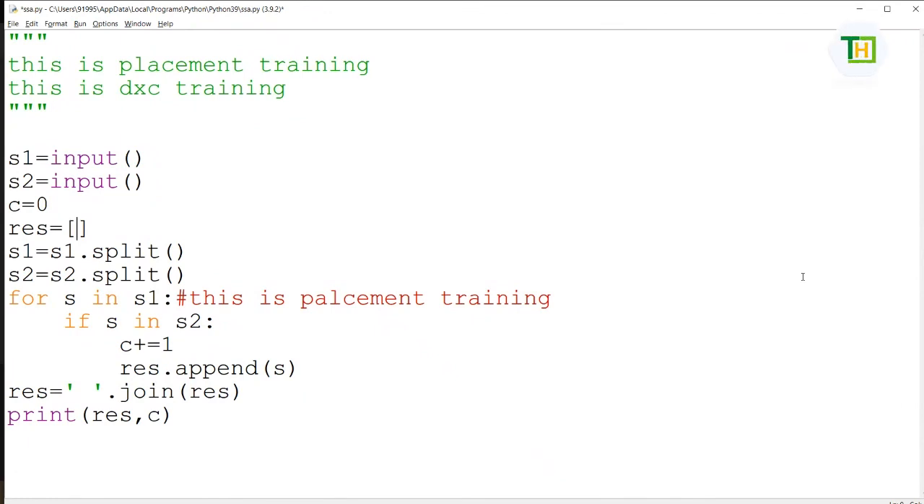Yes, note it down. Try to understand what I'm writing here. Yes. Are there any doubts in the two programs?